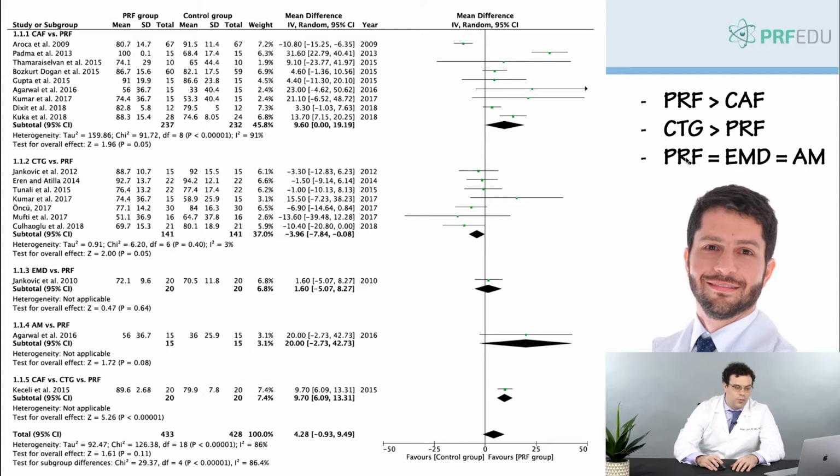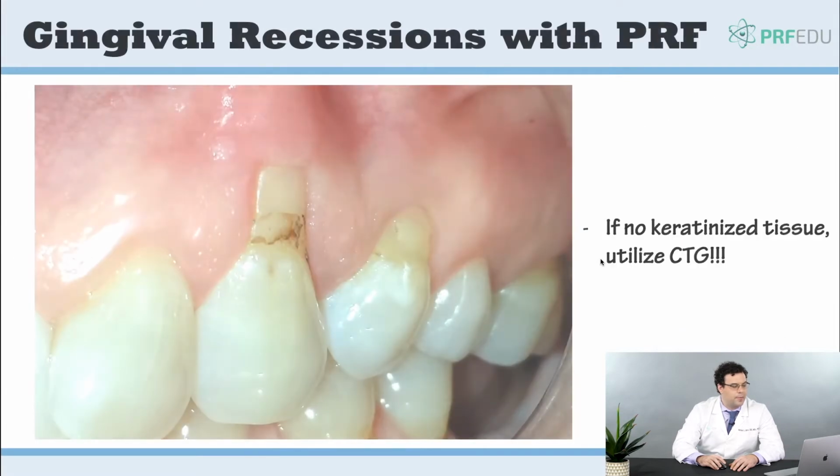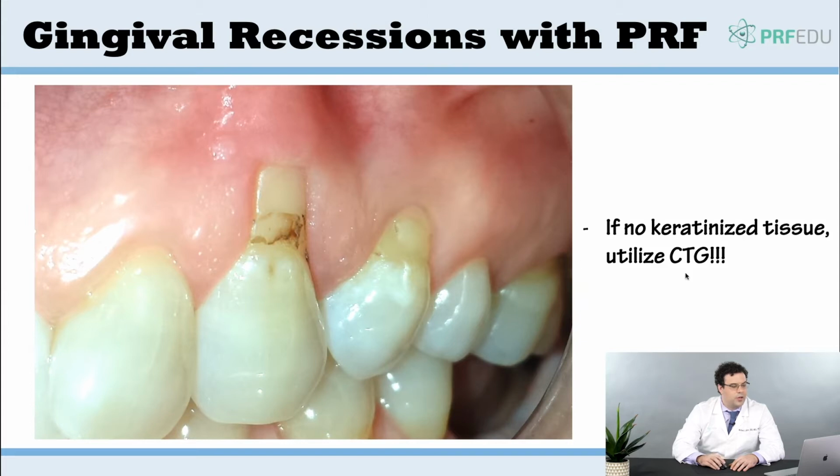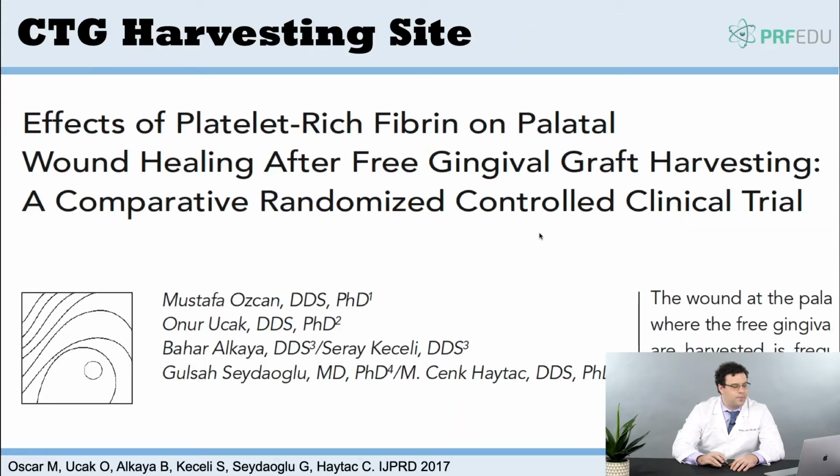Now, though some people will promote PRF for gingival grafting over Emdogain or amniotic membranes, there's been no data to support one versus the other. So that's still data that needs to be investigated, and probably more randomized clinical studies are needed on that topic. Again, if you do not have good baseline keratinized tissue, you need to utilize a connective tissue graft here.